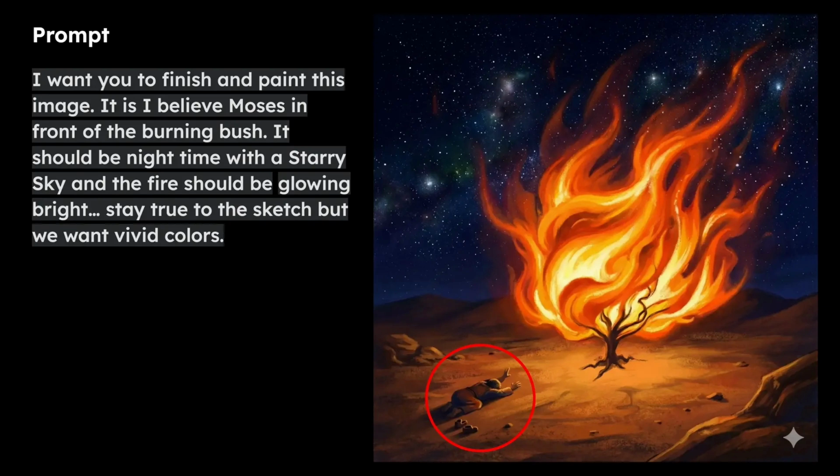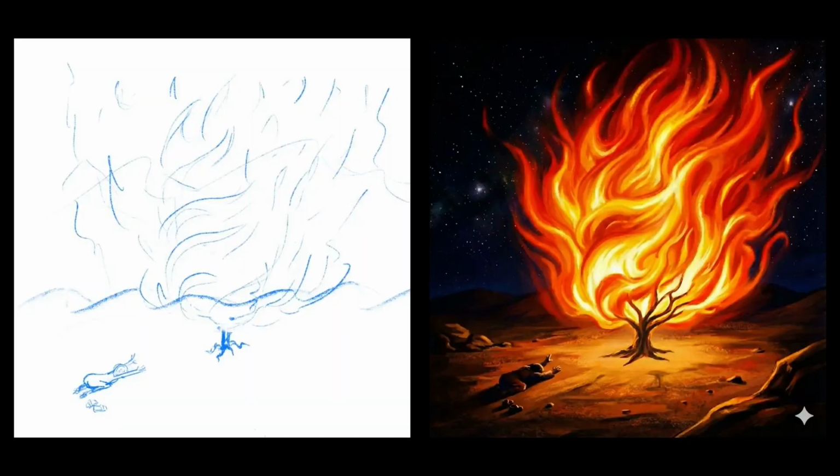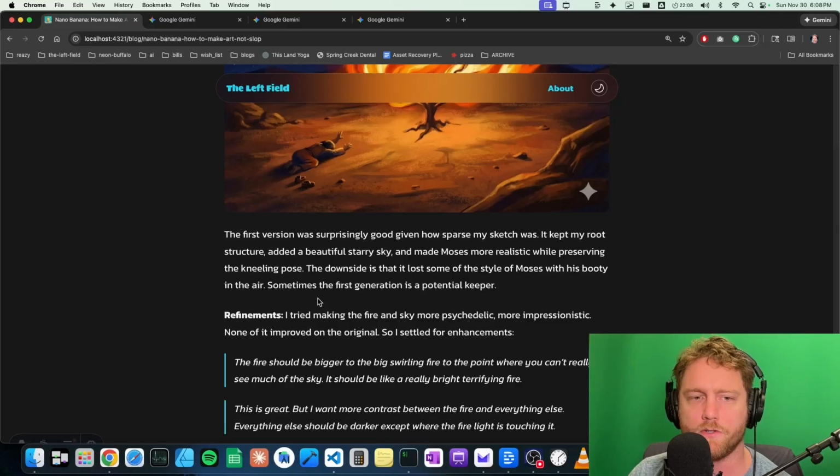So first attempt, I want you to finish and paint this image, Moses in front of the burning bush. It should be nighttime with a starry sky and the fire should be glowing bright. Stay true to the sketch, but we want vivid colors. The first version is surprisingly good, given how sparse my sketch was. I kept my root structure, added a beautiful starry sky, and made Moses more realistic while preserving the kneeling pose. The downside is that it lost some of the style of Moses with his booty in the air. This one, it's regular human proportions. That's boring. Sometimes the first generation is a keeper.